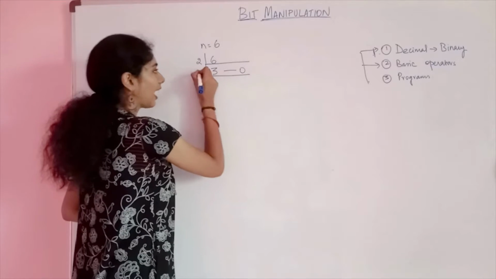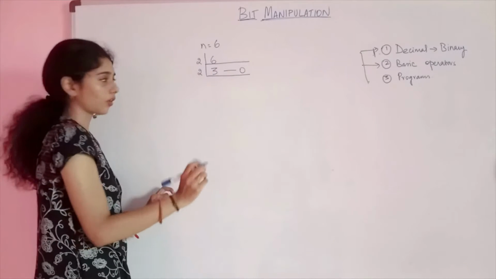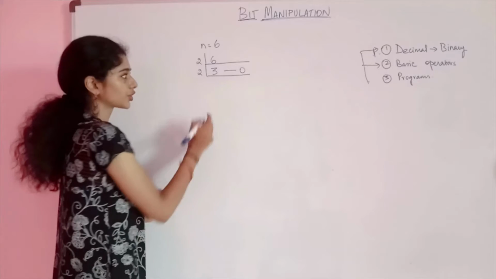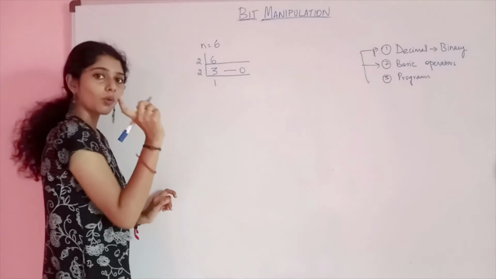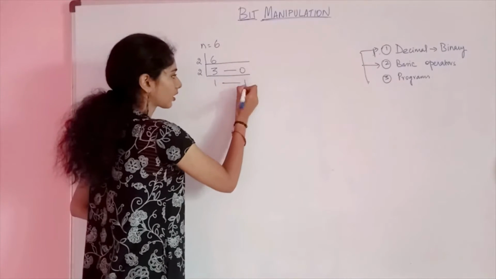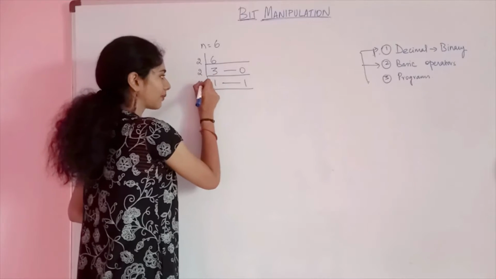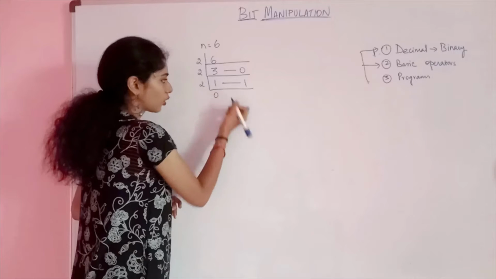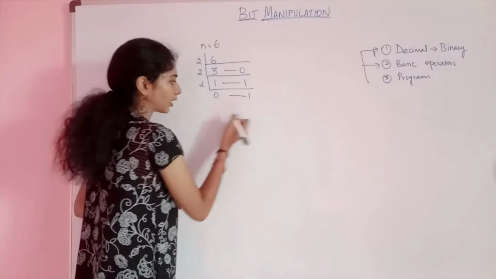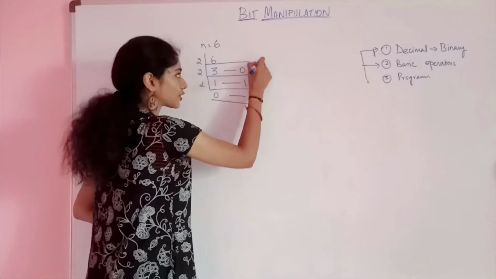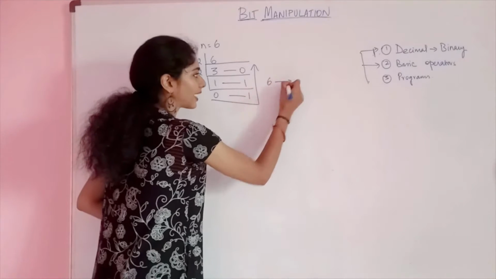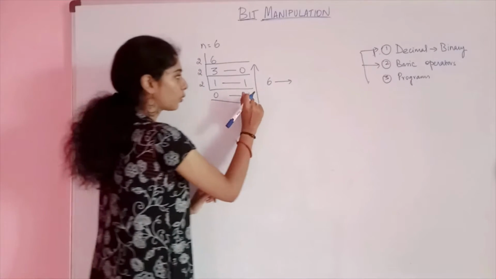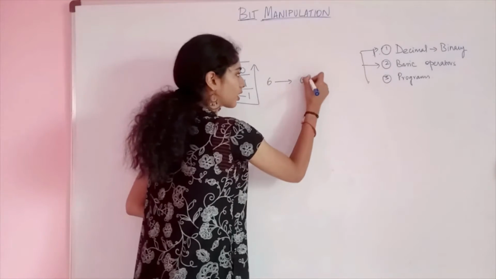Alright, again, I divided by 2. Okay, so what is going to be the quotient? 2 1s are 2. So what is the remainder? 1. Alright, again I divide by 2. So what will happen? You can't divide it. So 0, what is the remainder? The remainder is 1. And then you read it in this fashion. So 6 binary representation is 0, 1, 1, 0.